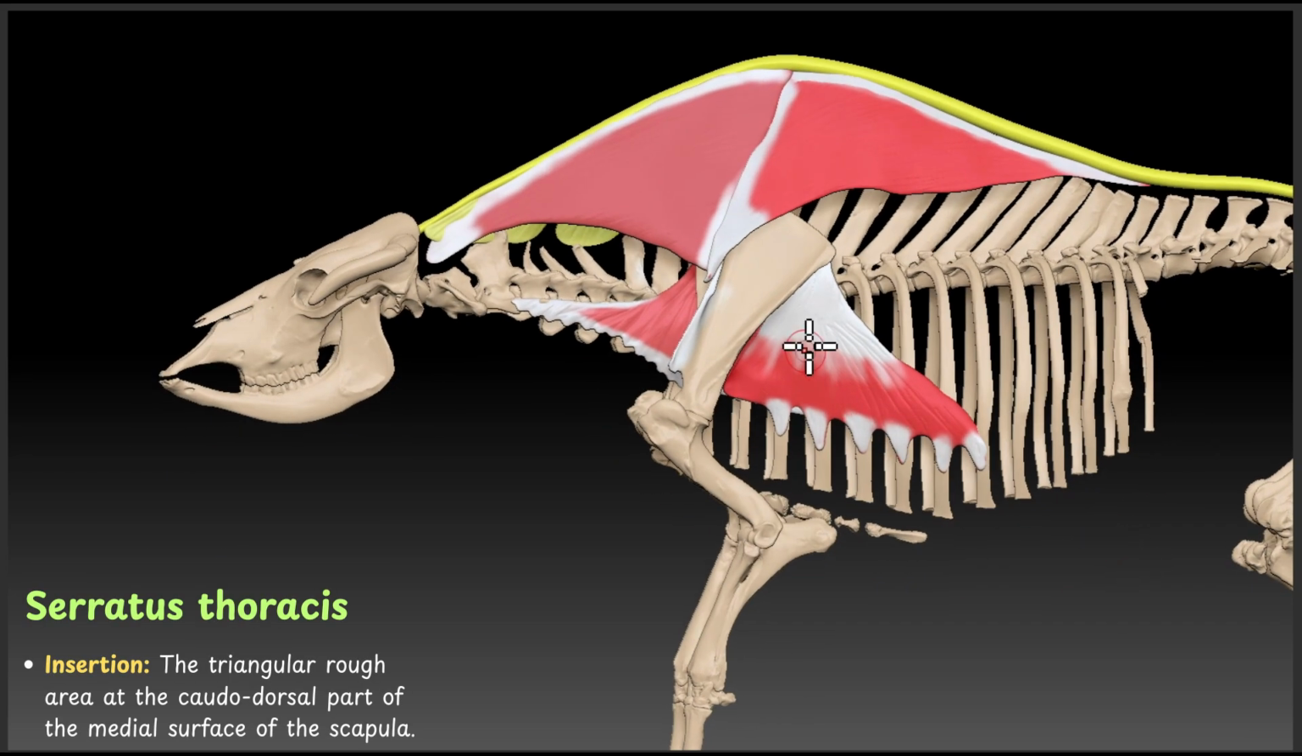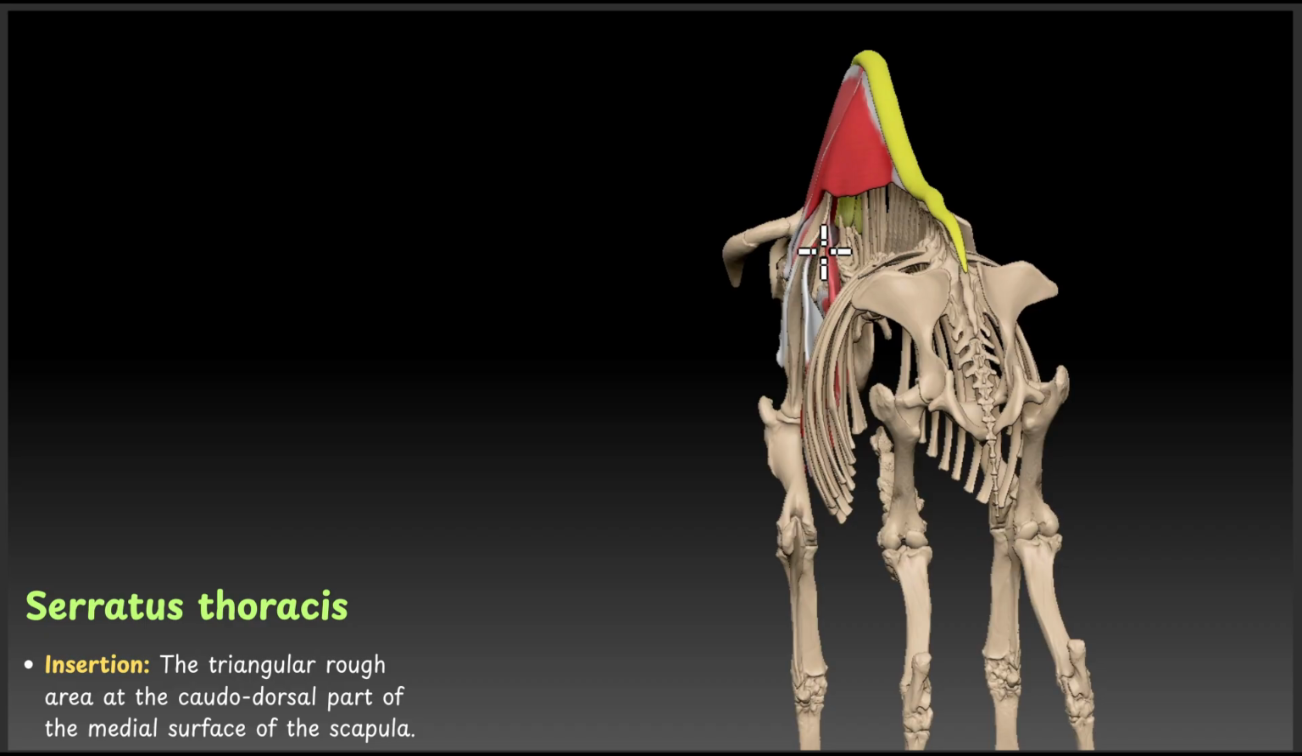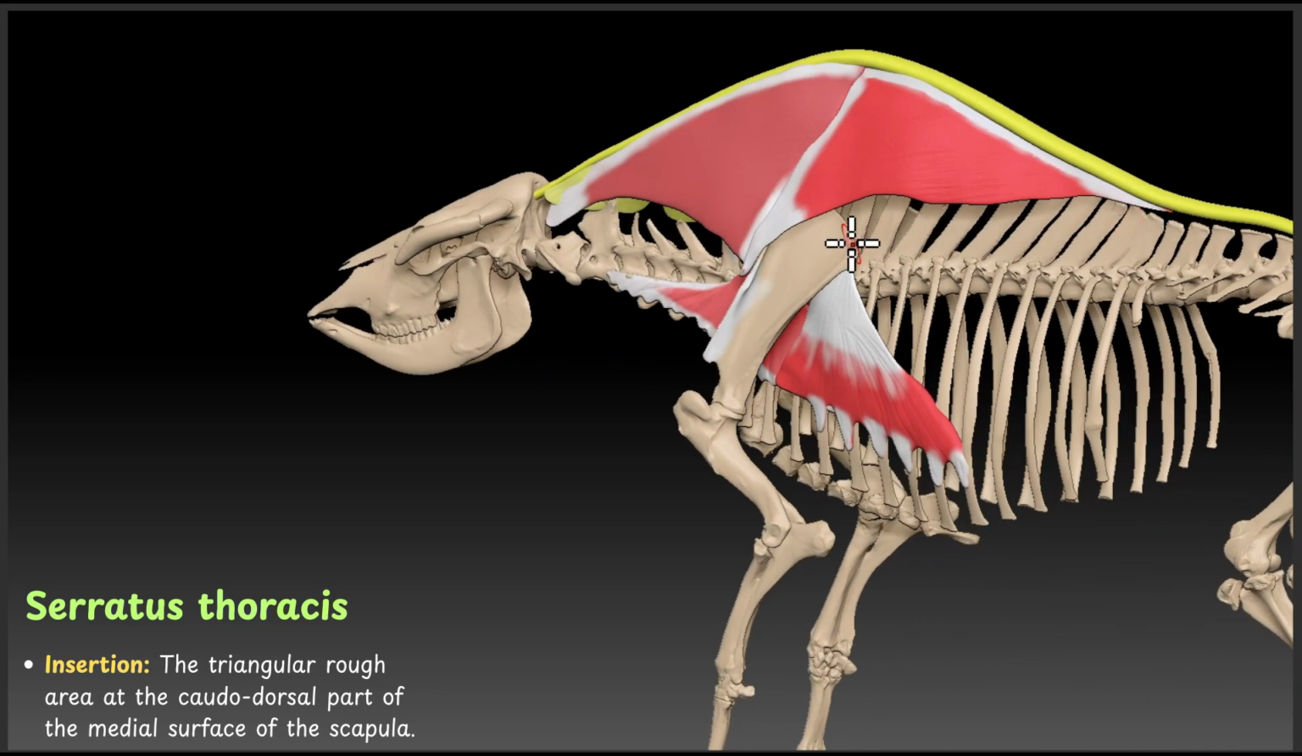If you see the insertion, the muscle inserts into the medial aspect of the scapula at its caudodorsal border. At the caudodorsal part of the medial aspect of the scapula, you will find a rough triangular area. You can see it clearly also. This is the insertion point of the muscle, at the caudal and the dorsal part of the medial aspect of the scapula. At this part you will find a rough triangular area, and there the muscle inserts.